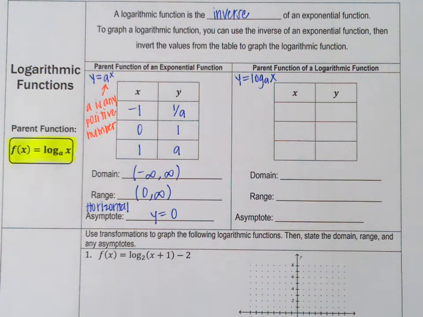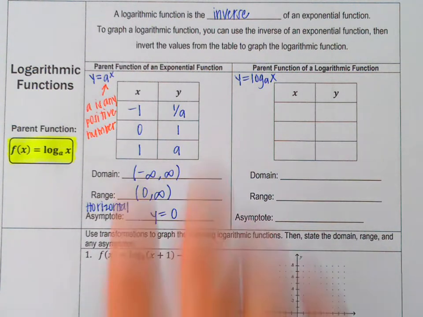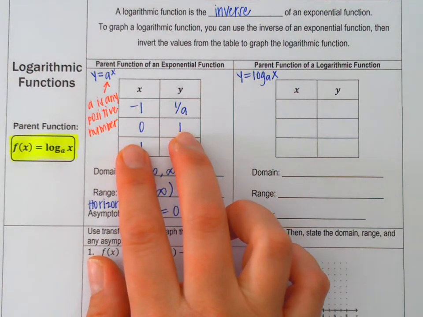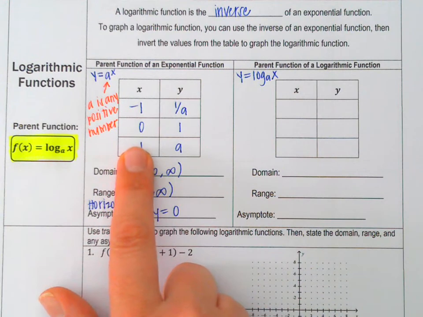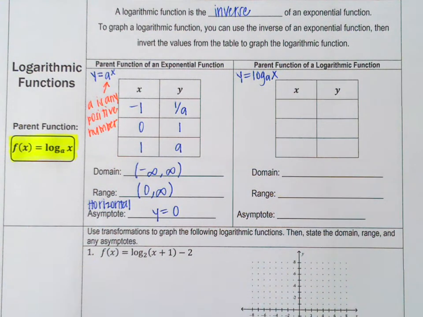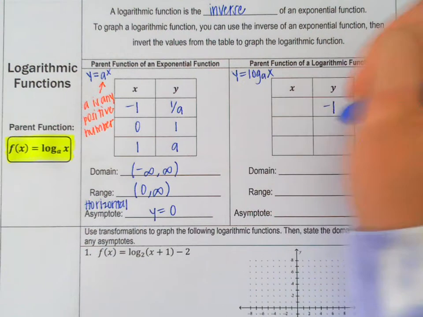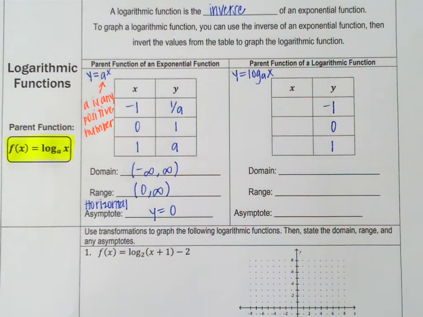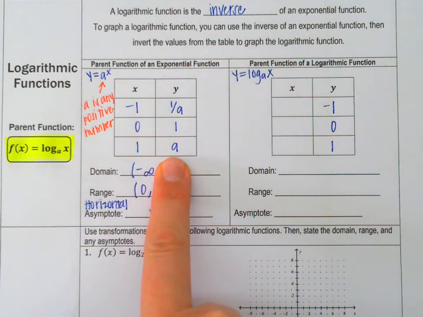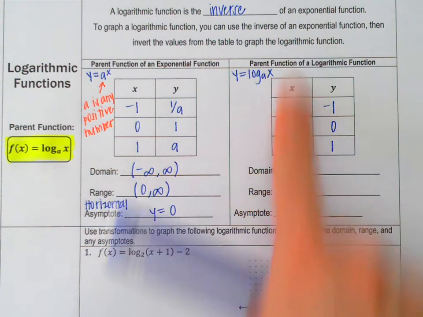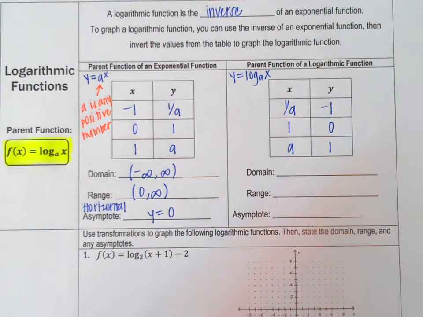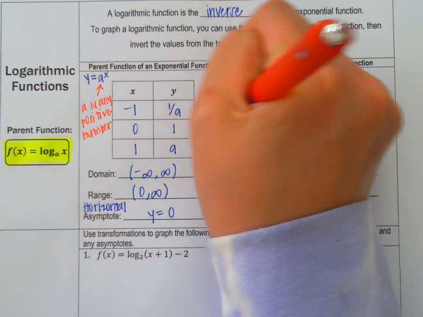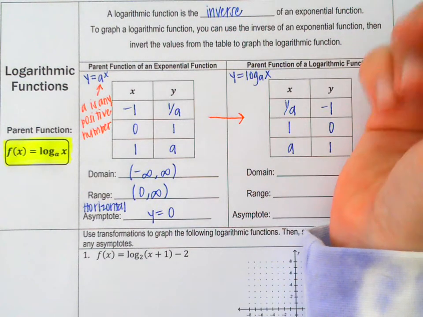To get the inverse of something, when you're given a table, all we're doing is just swapping the x and y values. So if my x values are -1, 0, 1, for the inverse, the y values are going to be -1, 0, and 1. And then if my y values are 1 over a, 1, and a, then my x values for the inverse are going to be 1 over a, 1, and a. So all I did here was I swapped the x and y values.